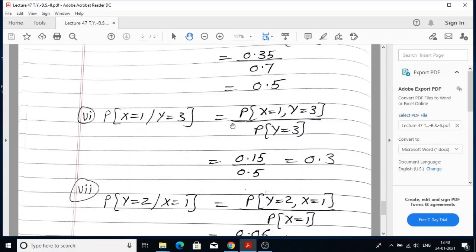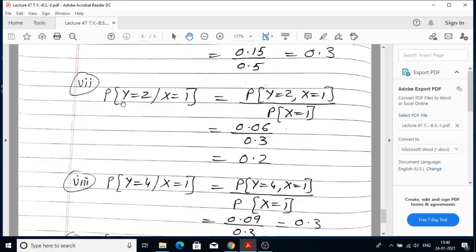Next part of the problem, probability x is equal to 1 given y is equal to 3 is equal to probability x is equal to 1, y is equal to 3 divided by probability y is equal to 3, which is equal to 0.15 divided by 0.5. So the answer is 0.3. Next part of the problem, probability y is equal to 2 given x is equal to 1. According to the definition, probability y is equal to 2, x is equal to 1 divided by marginal probability x is equal to 1, which is equal to 0.06 divided by 0.3, which is equal to 0.2.